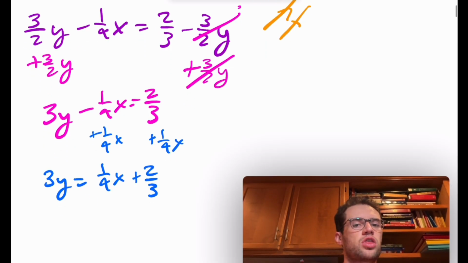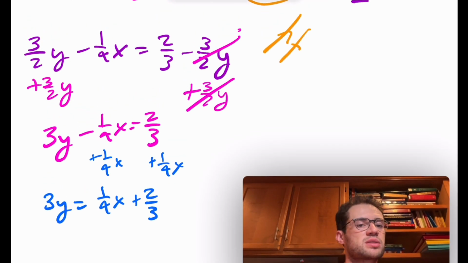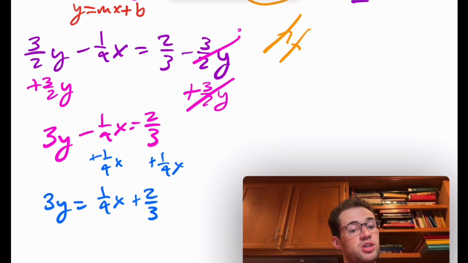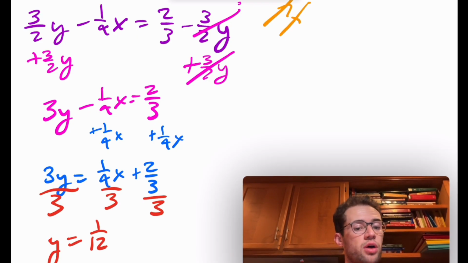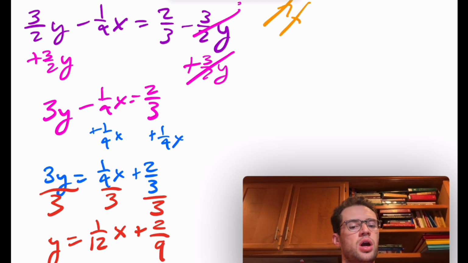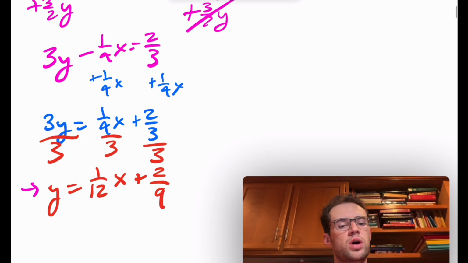Okay, so now that's 3 times y. For slope-intercept form, we're going to get y alone, right? It should be y equals mx plus b. So I'm going to divide everything by 3. You have to divide every single term by 3. So 3y divided by 3 is just y. 1/4 divided by 3 is 1/12. This would be 1/12 x plus 2/3 divided by 3 is 2/9. All right, so this is our first equation: y equals 1/12 x plus 2/9.